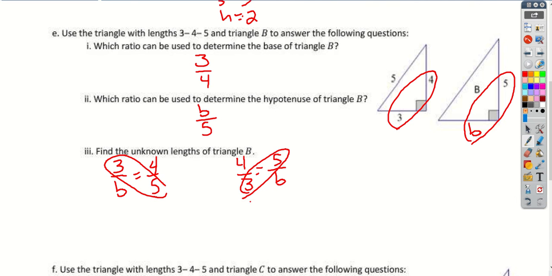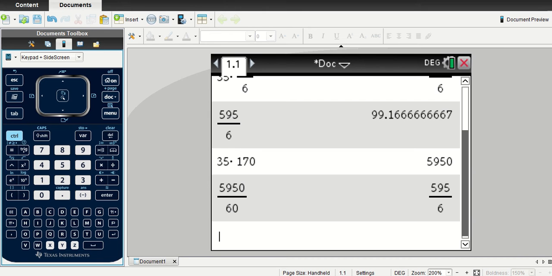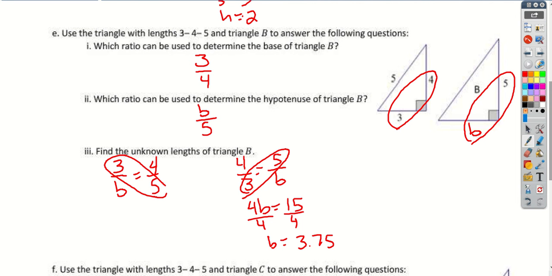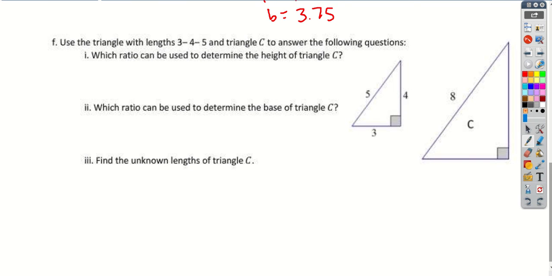So this is going to be 4B is equal to 15, and then we divide by 4, and we'll get B. This should be 3.75, I believe. 15 over 4, 3.75.